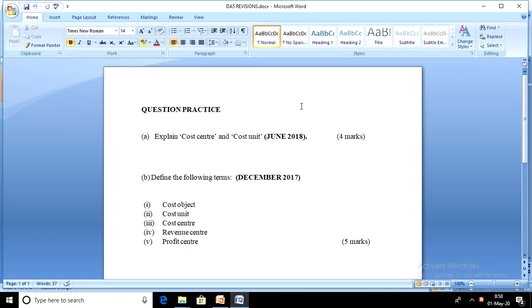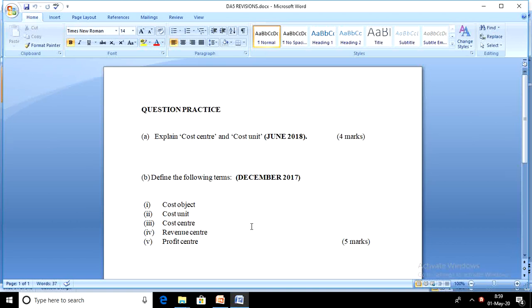An example of a cost unit could be a specific job, a contract, unit of a product. It could be a car. That's a unit of a product as well. That's a cost unit. So that's how you can answer those questions. Remember what I've said, 4 marks there. You need to describe a cost center and a cost unit and also give examples to be able to maximize the marks allocated to that.